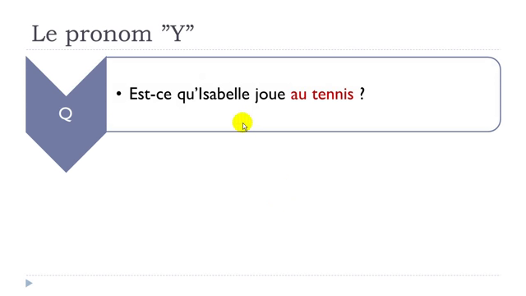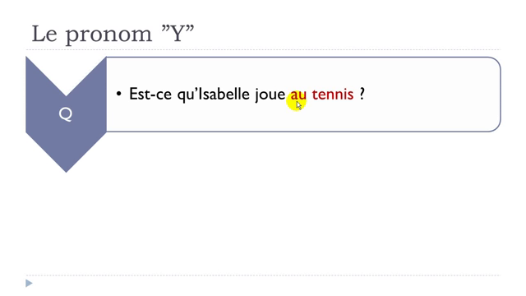Est-ce qu'Isabelle joue au tennis? So in that case, remember, it's au, but then au is clearly the combination of the preposition à and then the article le, tennis, the, okay? So when you combine these two, you get this au tennis. So still, it does give you the information that it is the preposition which is modified.